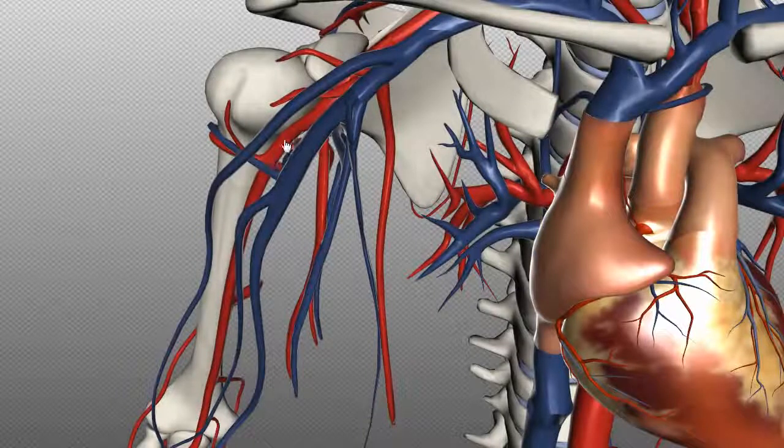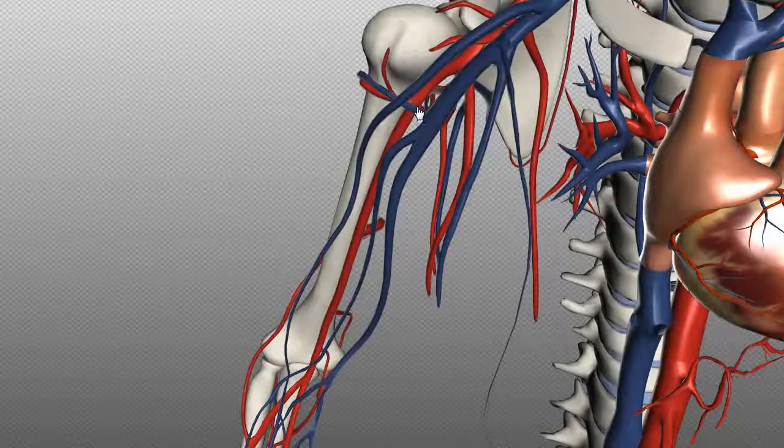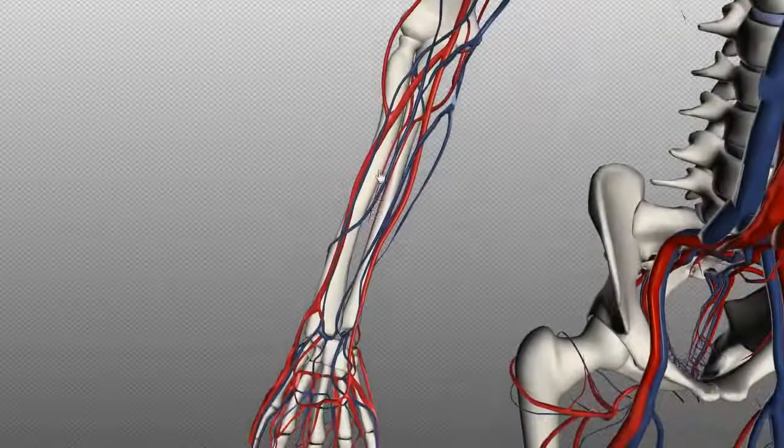So the axillary artery runs here. The axilla refers to the armpit, so it runs in the armpit region. So if we just follow it down, you can see the artery running down the humerus. So this artery is the brachial artery, and the brachial artery then splits into two. So you've got the radial artery and the ulnar artery.